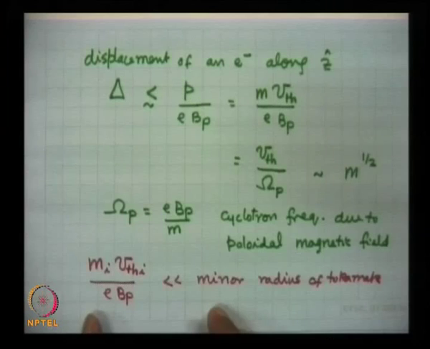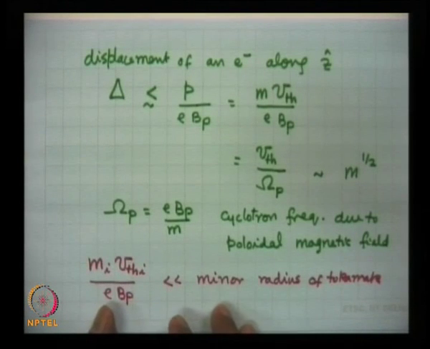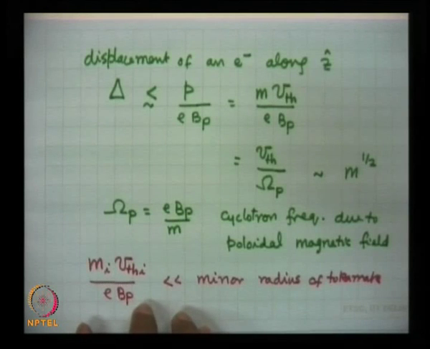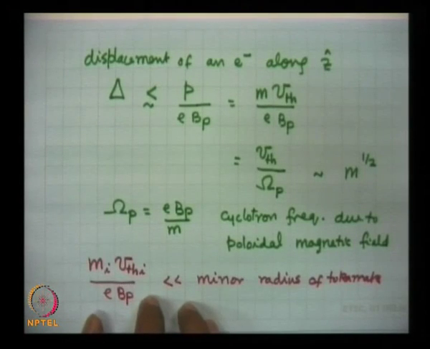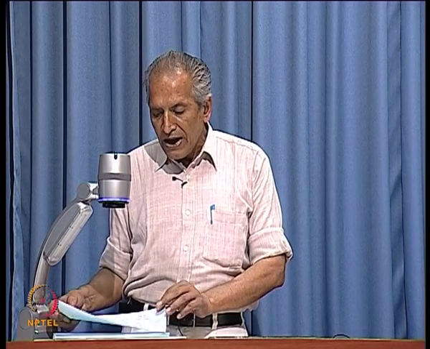So, this condition provides an estimate of the minimum magnetic field required for plasma confinement in a tokamak. You require a toroidal current of the order of maybe 0.5 mega ampere or a mega ampere to have ion and electron confinement in the plasma.